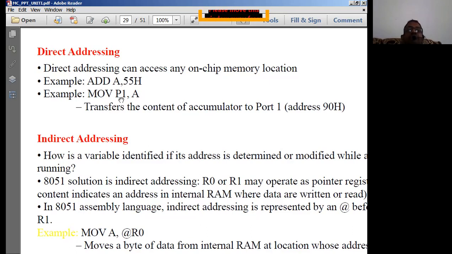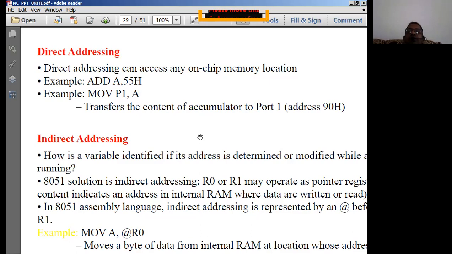Similarly, MOV P1 comma A means the contents of A are simply transferred to port 1. The default address of port 1 is 90H. So mentioning P1 is like mentioning 90H. This data will simply go into the address pointed to by the port 1 address.